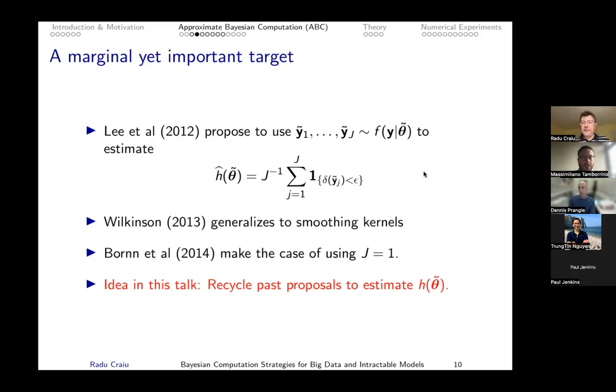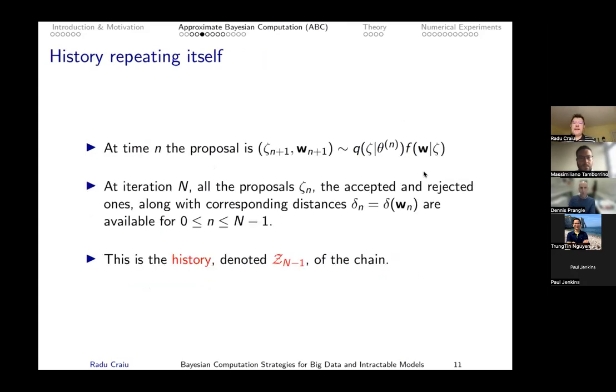the idea is actually quite simple in its form, and it's about a statistical question. In fact, how can we estimate this probability using past proposals? And let's assume that at time n, the proposal is theta, I call it psi, and the pseudo data corresponding to that proposal is W. Okay, so only a single pseudo data.